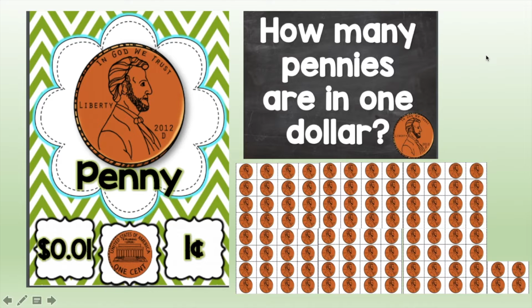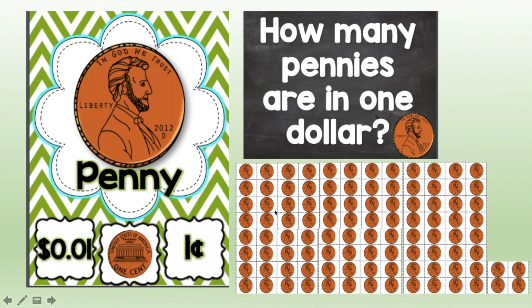So, to start, we're going to talk about pennies. Pennies are the smallest coin, worth-wise, that we have in the United States. A penny looks like this, has a picture of Abraham Lincoln on it, and it is worth 1 cent. If you see down here in the bottom left corner, 1 cent is written as 0.01, or, right here, using the cent symbol, 1 cent.